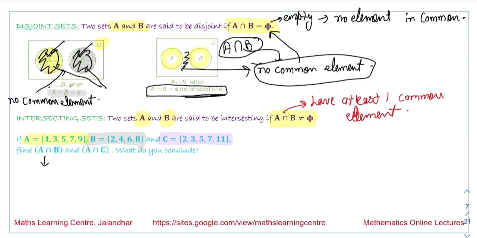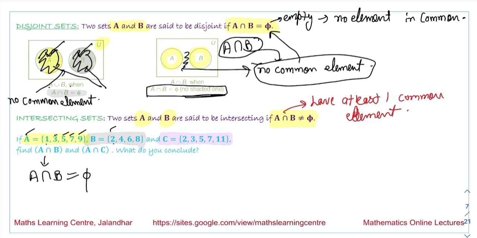So we can see A has 1, B doesn't have 1 as an element, 3 is not there, 5 is not there, 7 is not there and 9 is not there. So A and B have no element in common. So we are saying A intersection B is equal to phi, the empty set. That is, these two sets are disjoint sets.